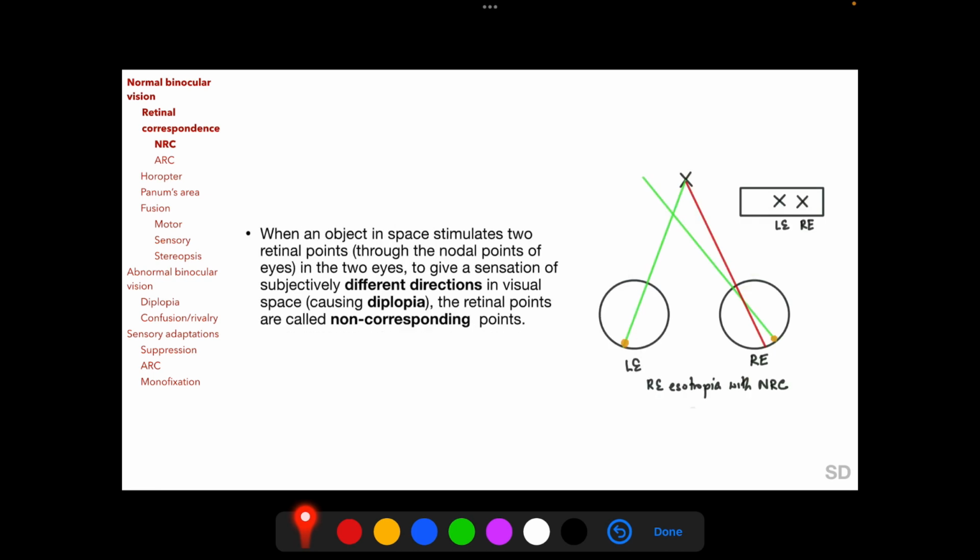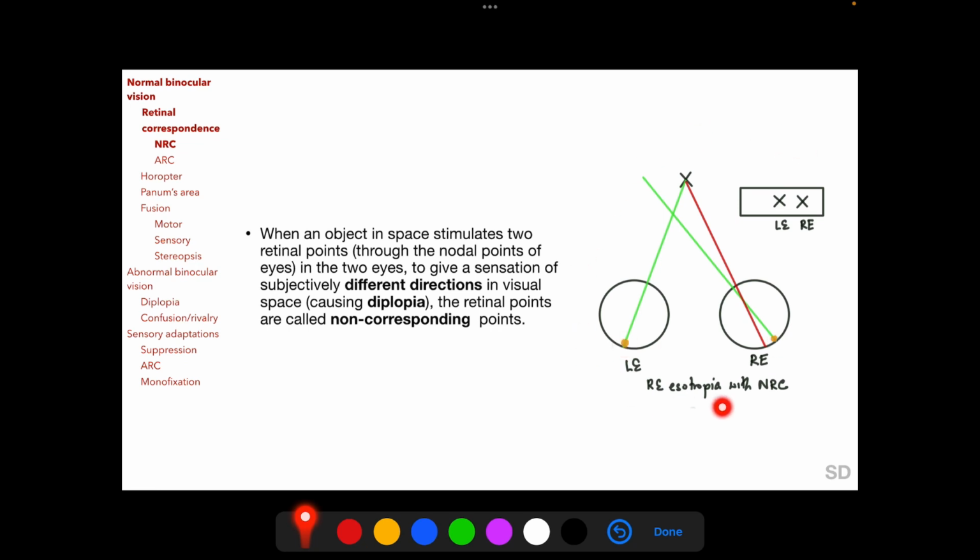And when an object in the visual space stimulates two retinal points in the two eyes to give a sensation of subjectively different directions in visual space, thus causing diplopia, the retinal points are called non-corresponding retinal points. In this session from here on, we will be representing corresponding retinal areas with similar subjective sense of visual direction with the same shade of brown.